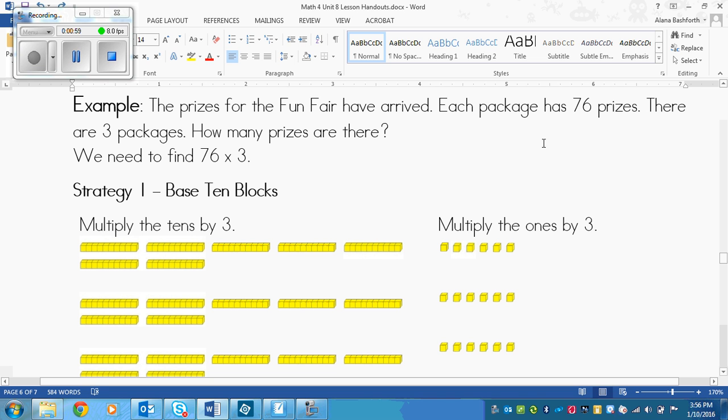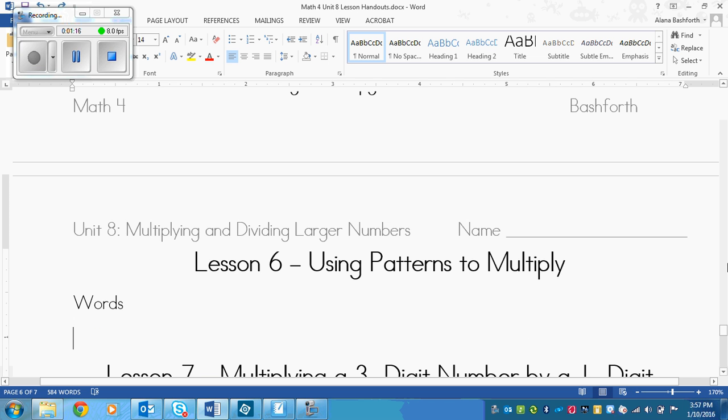So we know that there are 3 packages and each package has 76 prizes. Now this is a time when we need to multiply. So what we're finding is 76 times 3. So strategy 1 is using base 10 blocks.